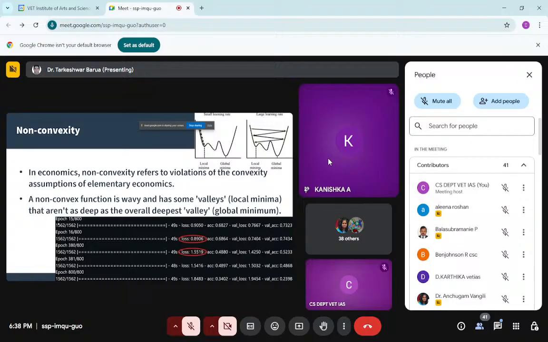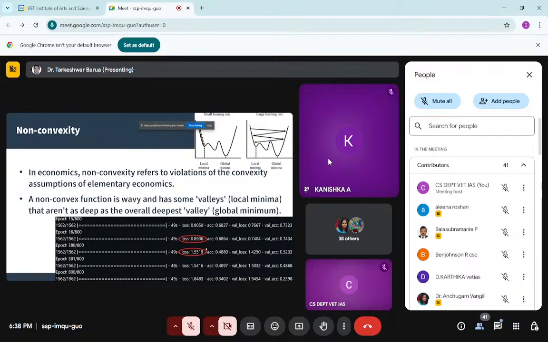So when we train these models, you will see the loss. You can see we have highlighted the loss. Earlier the loss was 0.9050, but now it is 0.8906, and then in the next iteration it is decreasing, then increasing, right? So this is the difference we are getting.